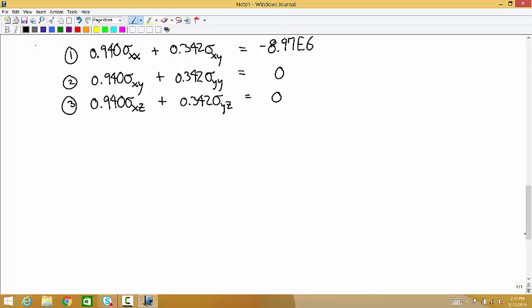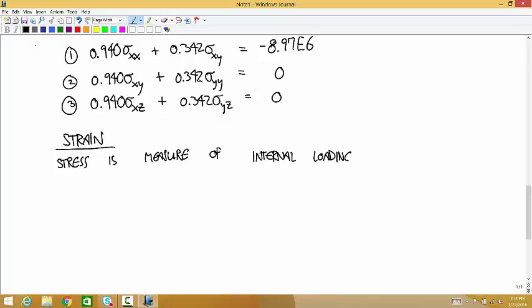Okay, so now we're going to talk about strain. Stress is a measure of internal loading at a point. Strain is a measure of deformation at a point.